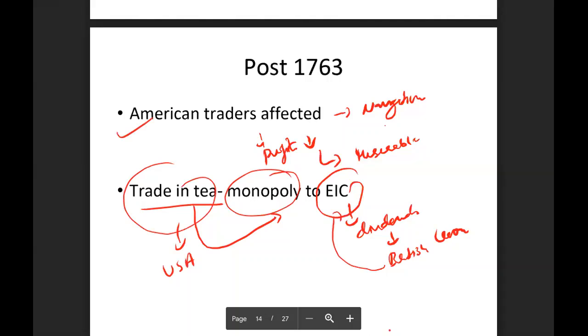So American traders were affected. Because of the Navigation Act, trade was restricted very much: Americans were supposed to buy things only from England, even though they used to smuggle tea and other things. That was strictly cracked down. Now it has become very strict, and then the tea trade monopoly was given to the East India Company.